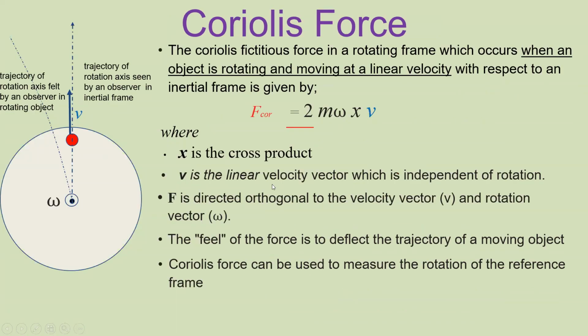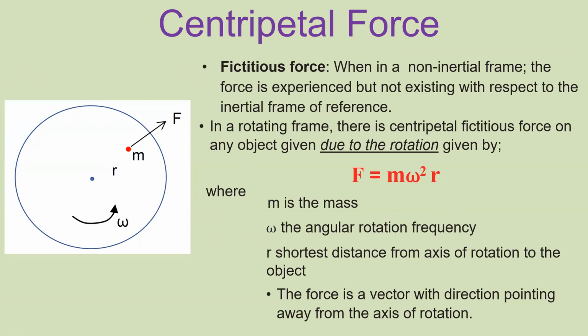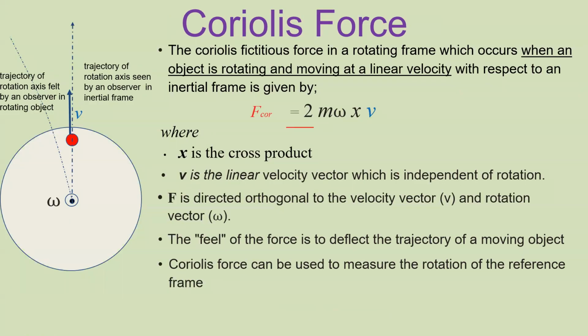So this force you may have studied in your advanced level, but this force I don't think you have come across in your advanced levels. This may be a new force to you. This is also a fictitious force, as I told you before, the Coriolis force. This Coriolis fictitious force occurs in a rotating frame of reference, in other terms, the non-inertial frame of reference, as I have underlined here, when an object is rotating and moving at a linear velocity.